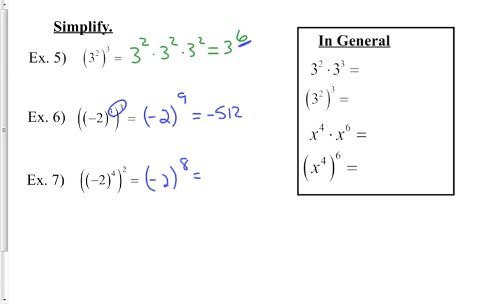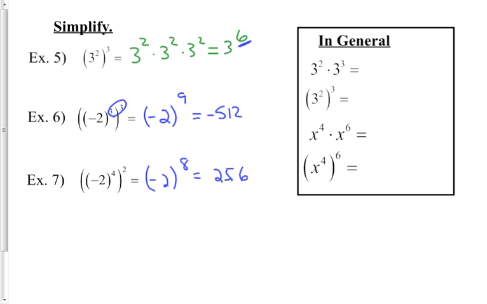In this case, the negative in front of that 2, if you raise it to the 8th power, there will be 8 negatives. Every pair cancels out, so the negative is gone. If I took 2 to the 8th power, I'm going to end up with 256. And that will be positive.